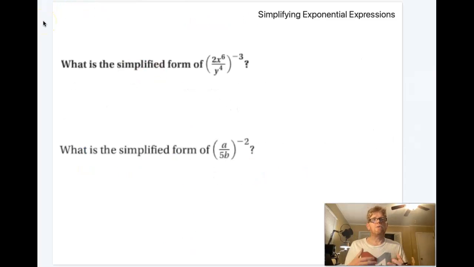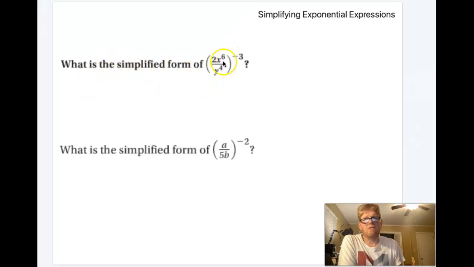So now we know how to deal with products raised to a power and quotients raised to a power. What happens when we have both products and quotients together and we raise them to a power? 2x to the sixth, that's a product. And this whole thing, 2x to the sixth over y to the fourth, that's a quotient. So what are we going to do when we raise those both to the negative third power? We're going to follow exactly our rules in the order that we've learned them.